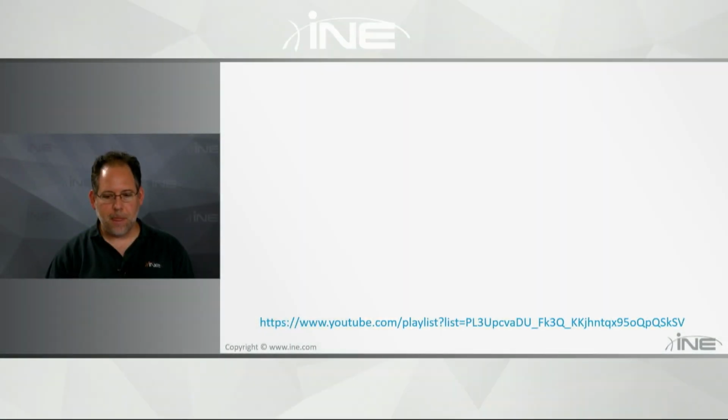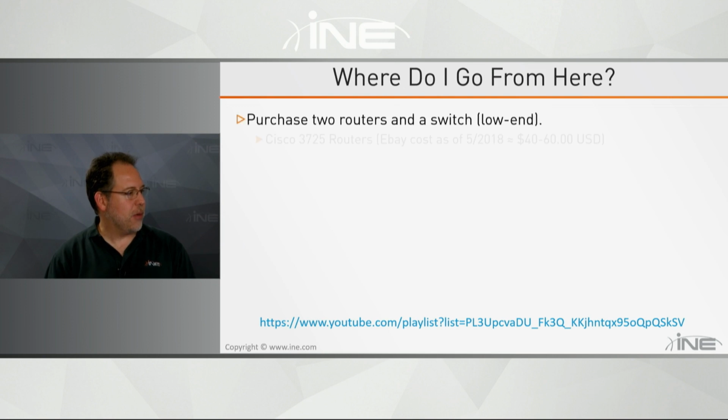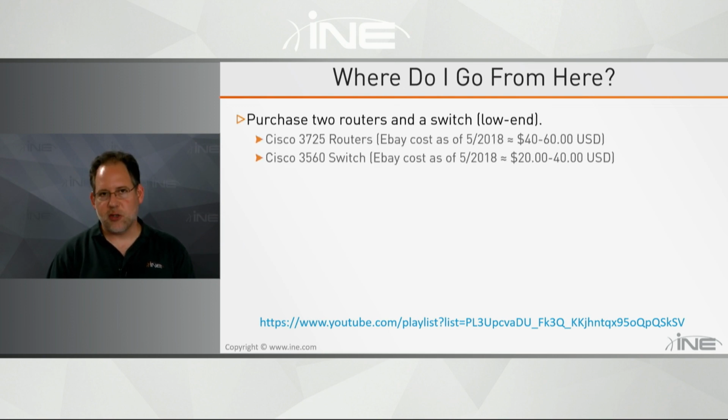I would recommend that you buy yourself a little mini lab, and it doesn't have to be a lot of stuff. So for example, right here, I'd recommend that you purchase 2 routers and 1 switch, an absolute minimum. I just looked earlier today, and right now a Cisco 3725 router, you can get that for as little as $40 US, and you can get a 3560 switch for like $20. I couldn't believe how cheap they were.